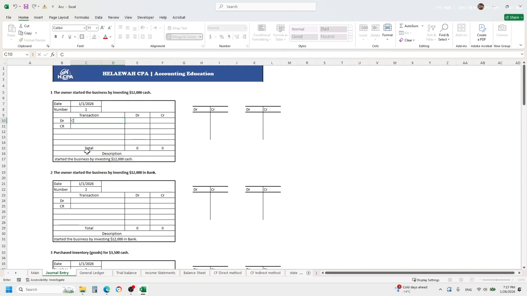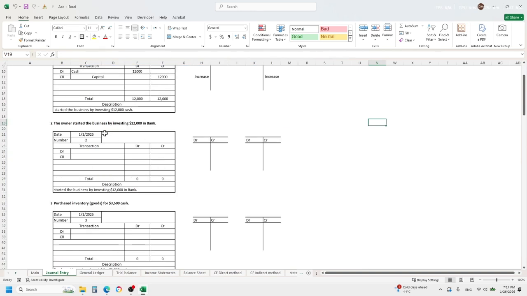So in debit we write cash and in credit capital, and for the debit 12,000, for the credit 12,000. As you see, it's balanced, and each journal entry should always be balanced. The assets increased by cash, so we debited, and the equity increased by capital, so we credited.